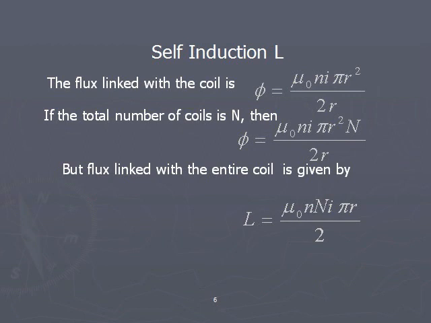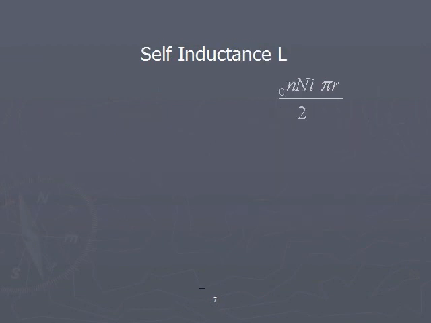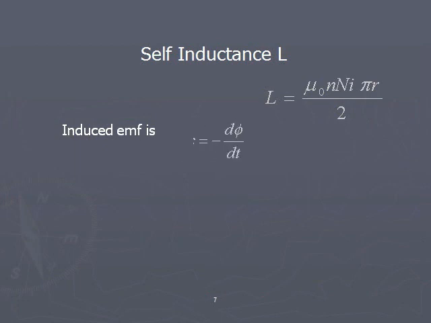Before we define self-inductance, let us take the relation that is used for determining the induced EMF in the coil. The EMF will be induced whenever the current is varying. So the induced EMF E is given by minus d phi by dt. We know that the relation for induced EMF is minus d phi by dt.